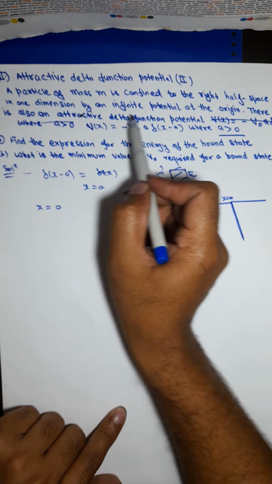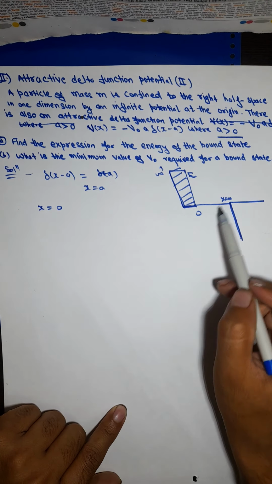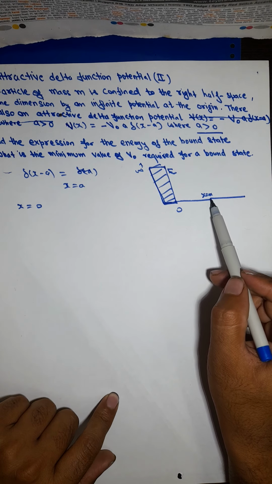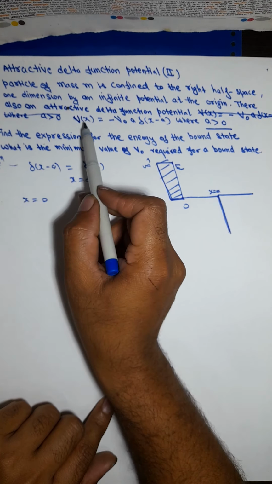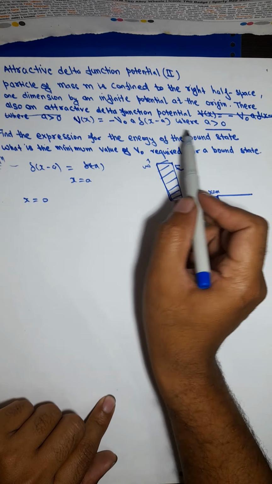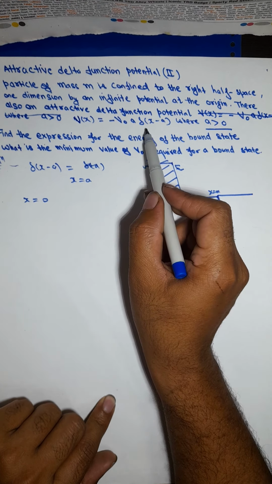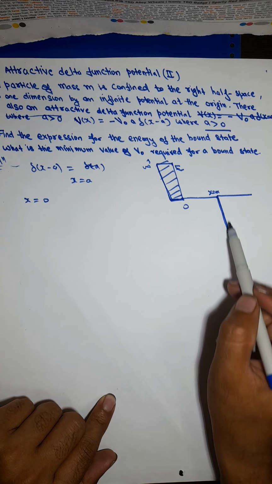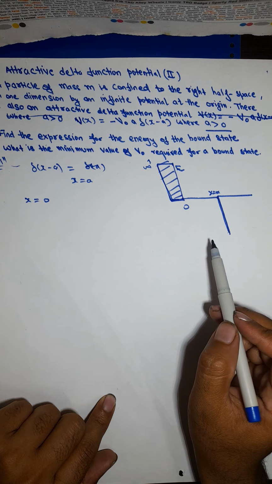In one dimension, by an infinite potential at the origin. This is an infinite potential at the origin, and the particle is confined to the right half of the space. Here at x equal to 0 is the infinite delta-function peak. There is also an attractive delta function potential V(x) = -V0 a δ(x - a) at x equal to a, where a is greater than 0.